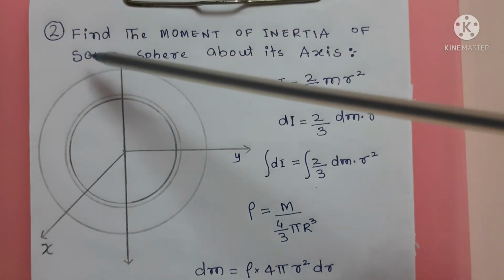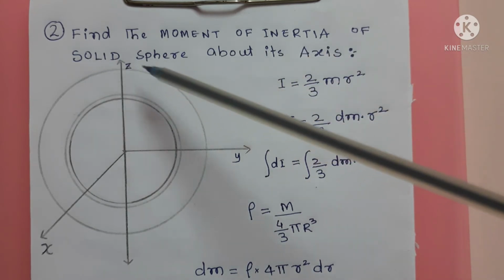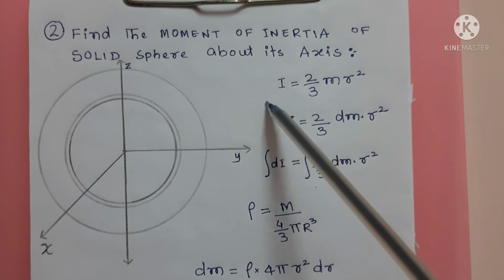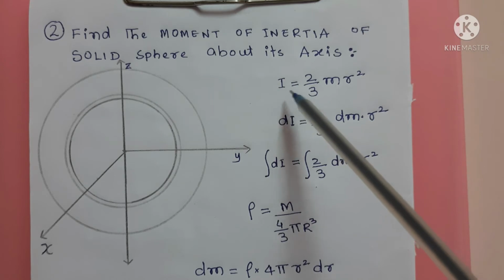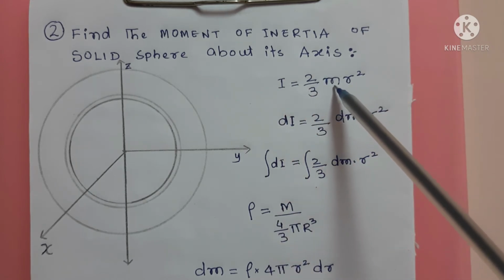This is the second problem. Find the moment of inertia of a solid sphere about its axis. In the previous problem, we discussed the hollow sphere. For the hollow sphere, we already found the moment of inertia is 2 by 3 mr square. That is, the moment of inertia of a hollow sphere about an axis, I equal to 2 by 3 mr square, where m is the total mass of the hollow sphere.